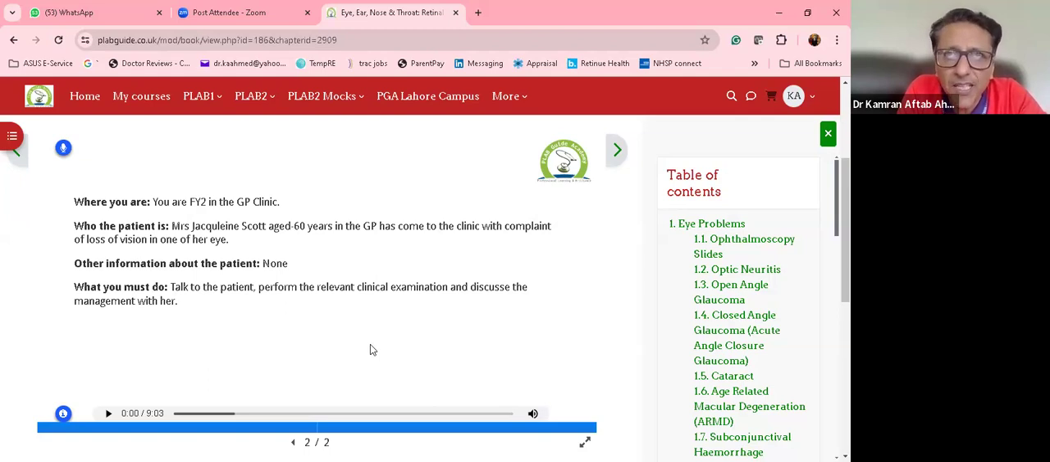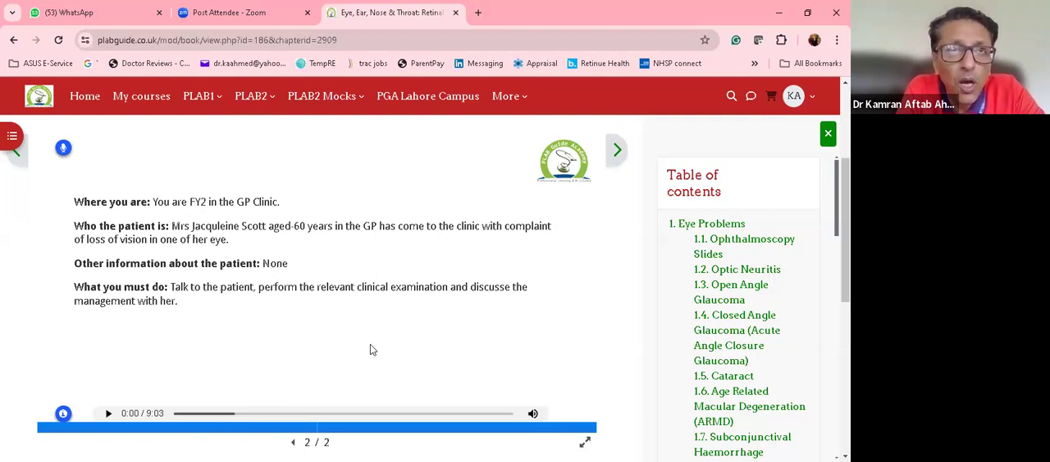So any previous eye surgery, I'm not talking about lids, I'm talking about intraocular surgery, for example cataract surgery, or history of intravitreal injections in the past. Then history of trauma, and history of myopia. If you ask about these three factors, which are all predisposing factors for retinal detachment, then they are bound to give you 12 marks.